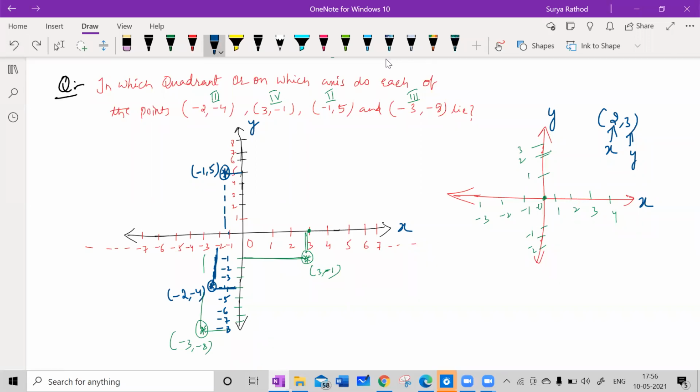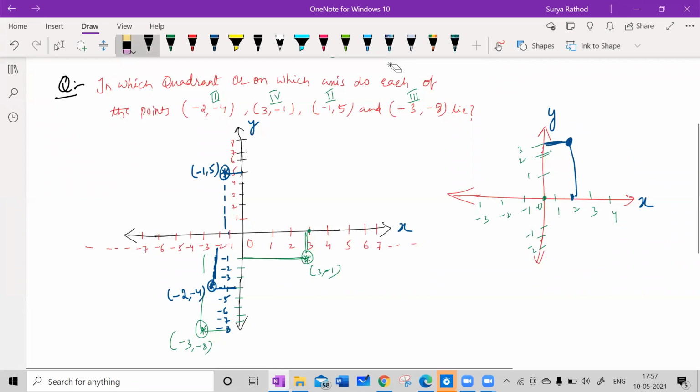Take 2 here and put a dot like this. And what is my y coordinate? 3. Put a dot on 3 here, straight to 3. This and this are supposed to be straight. So 3 here, 2 here. The point of intersection of these two lines is my 2 comma 3 position. Clear? Got it, sir.